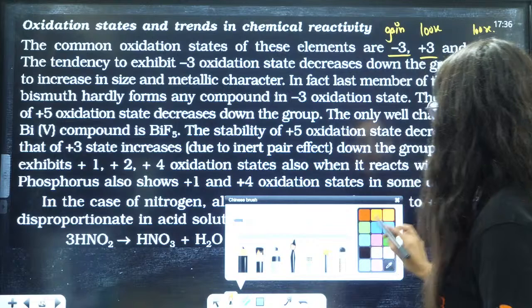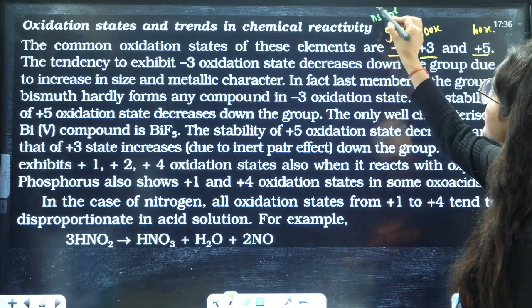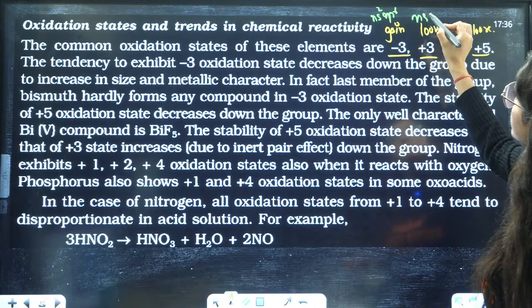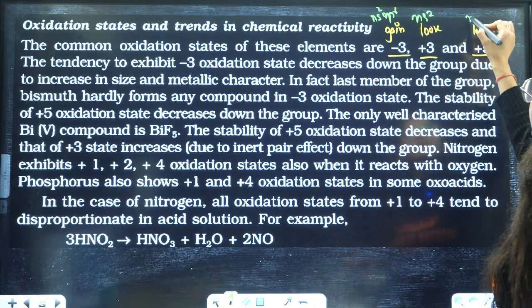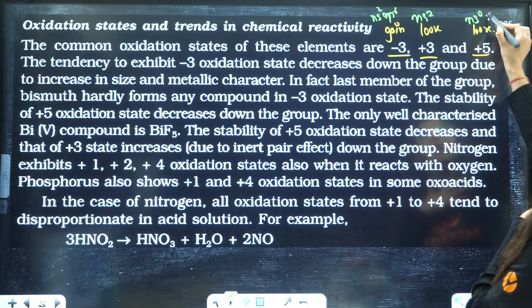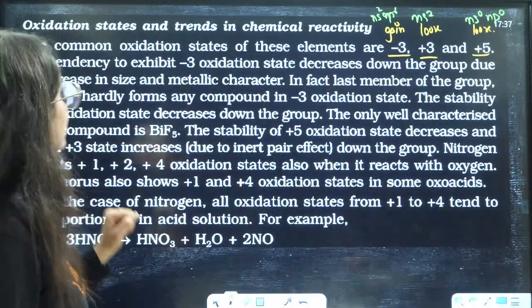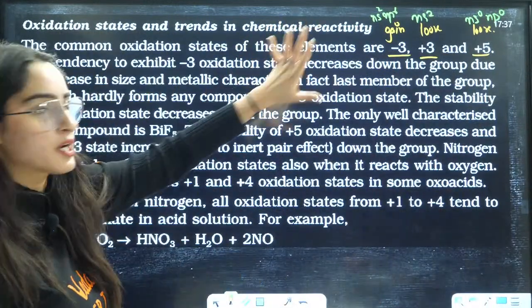Here, after gaining, it will become ns2 np6. After losing 3, it will become ns2. After losing all 5, it will become ns0 np0, because it has lost 5 electrons. So these are the 3 oxidation states in which it can exist.